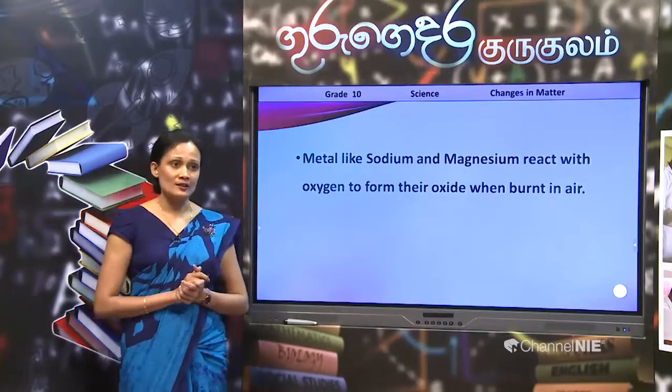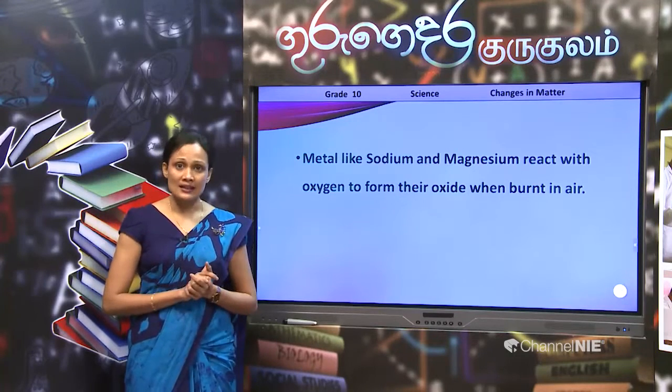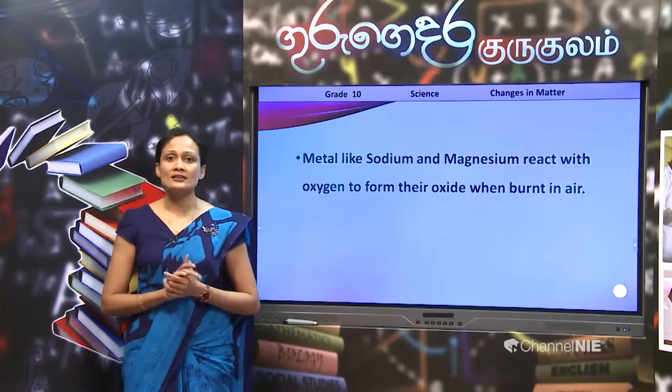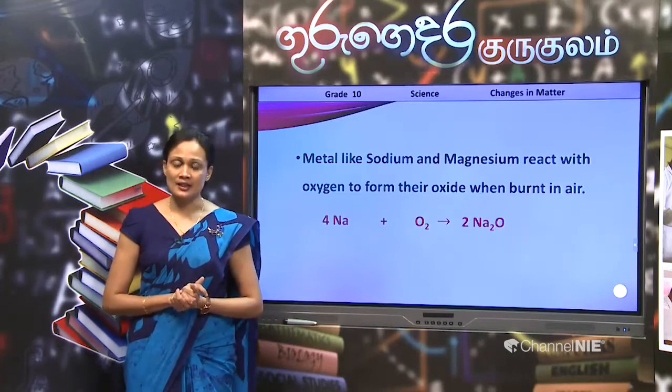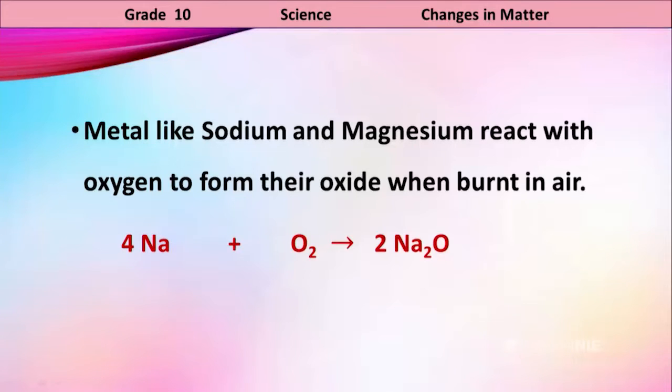If we take sodium metal out from that bottle and heat it using a burner, what happens? It burns with a yellow colour flame. That means sodium reacts with oxygen present in the air and forms its oxide. So we can represent it using a chemical equation. Sodium reacts with oxygen and forms sodium oxide.